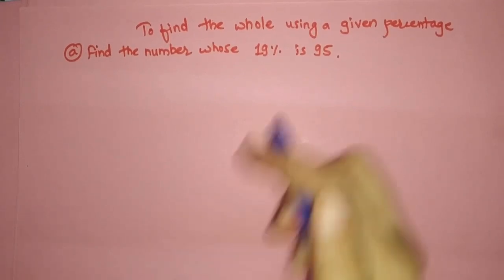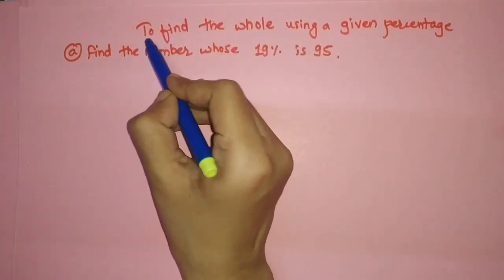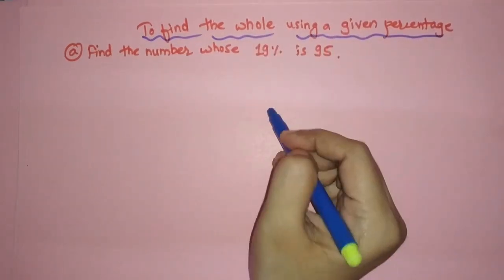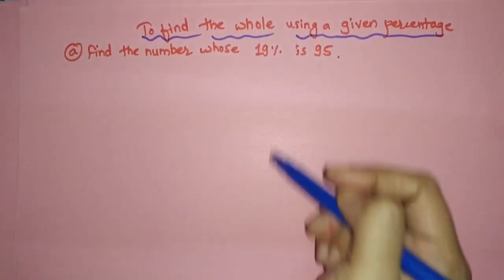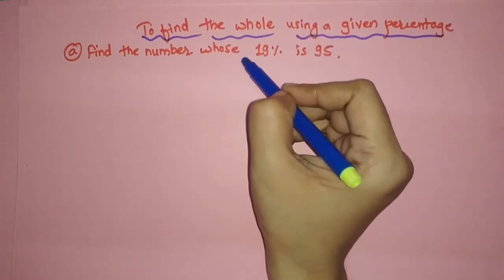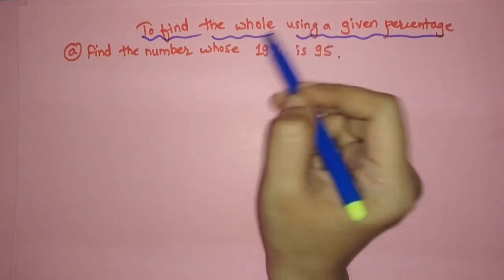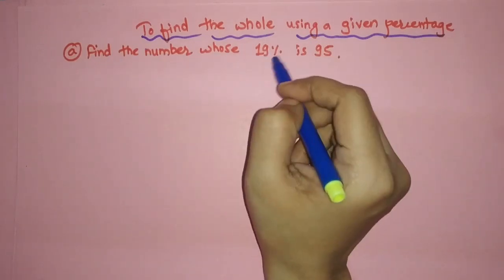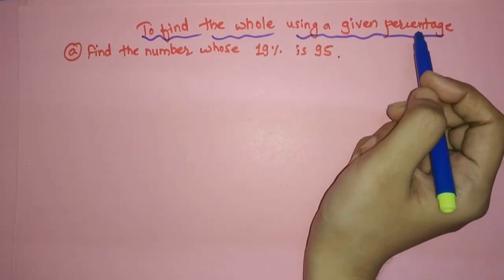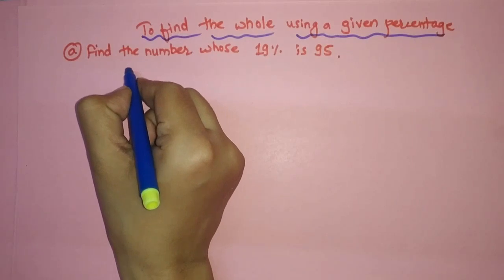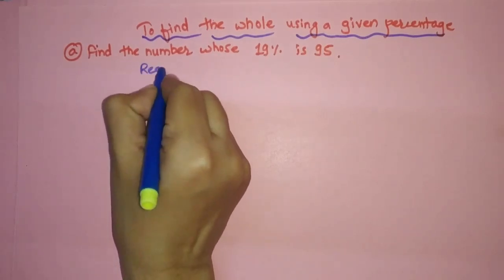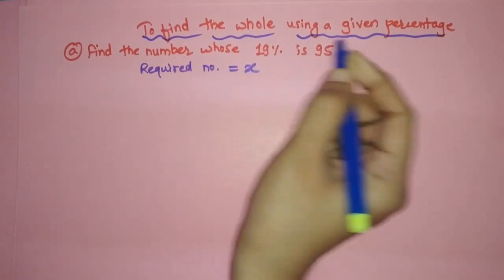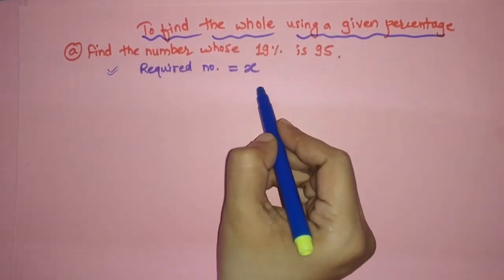So now friends, the next question is about finding the whole using a given percentage. Means now the question gives a particular percentage, but we need to find out what the whole quantity is. Like here, find the number whose 19% is 95. We don't know the required number, so you can consider it as x, and we need to get the value of x.